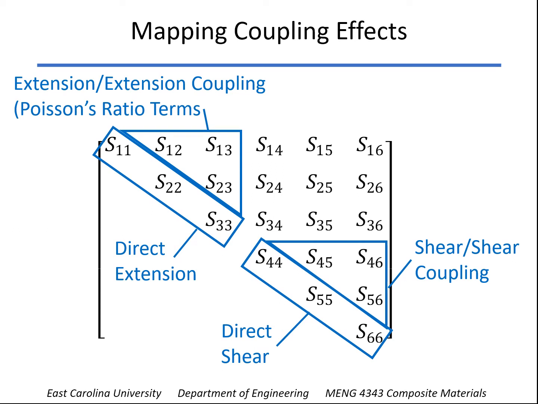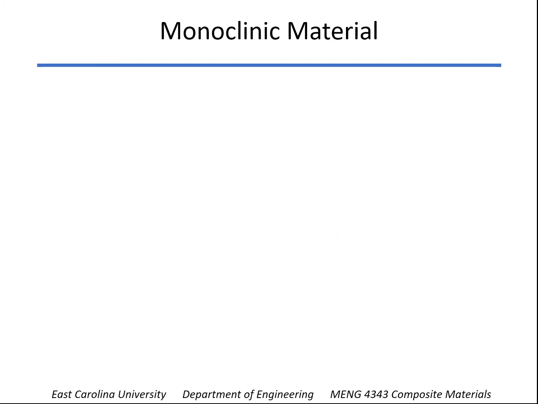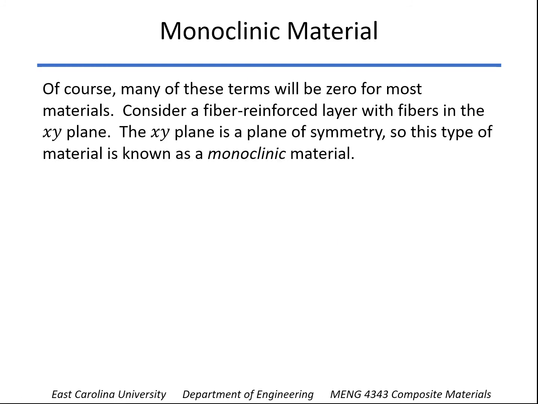And this entire upper block here is a relationship between extension and shear. So if you pull on something, is it going to have angular changes in any directions? So those are the coupling effects. And as we said, those will all potentially be non-zero for a triclinic material.